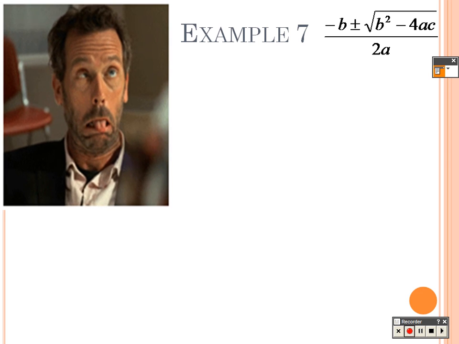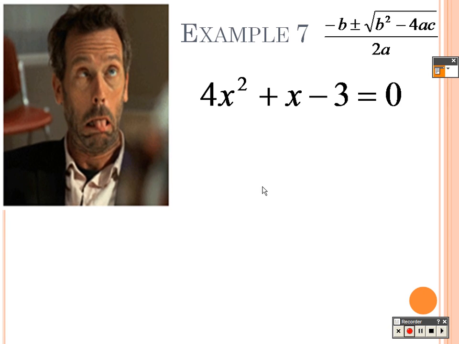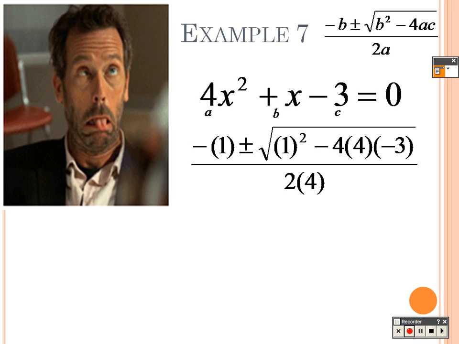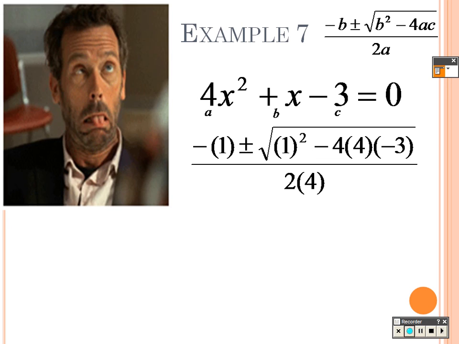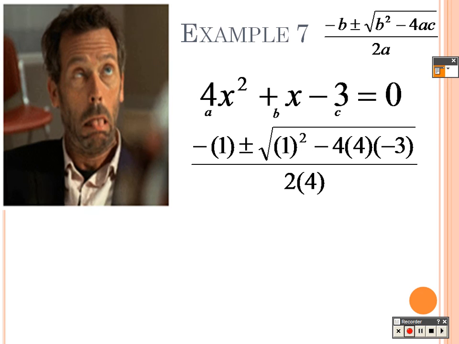So example 7, we're going to use the quadratic formula to solve. So there's a, 1 is b, and that will be c for -3. So you just plug in everything. That's all this is. If you remember the quadratic formula, all you need to do is plug them in.